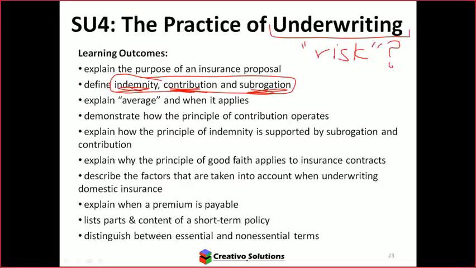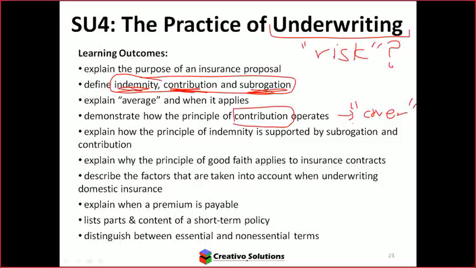So when looking at underwriting, we're establishing risk. That's the first step. When looking at covering risk, we then need to look at contribution, because that's something that looks at the actual cover. We'll discuss that in more detail.